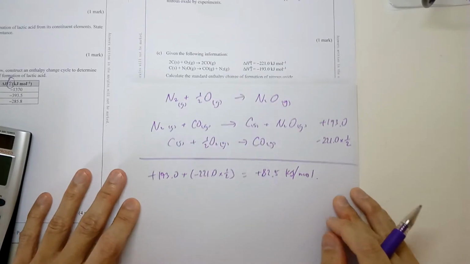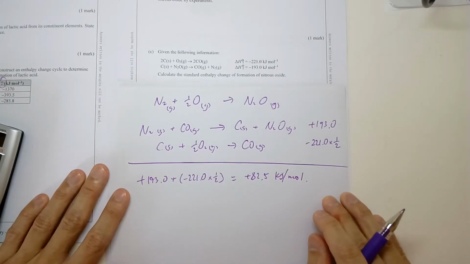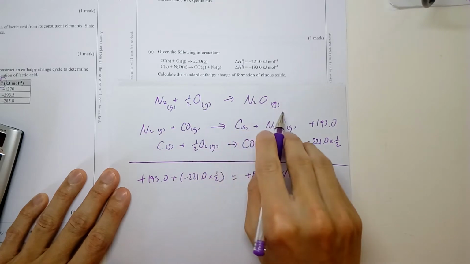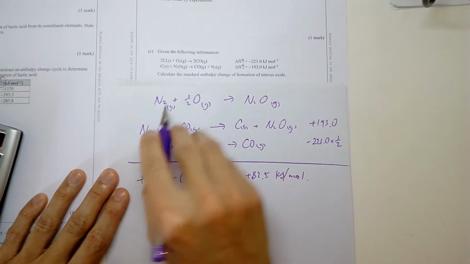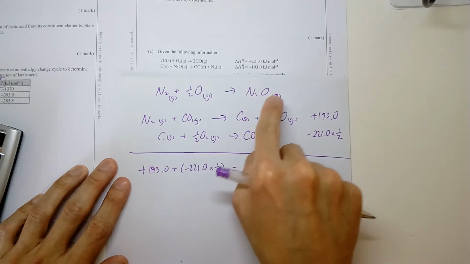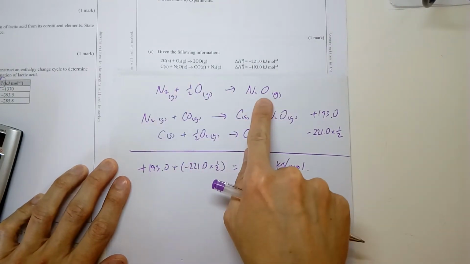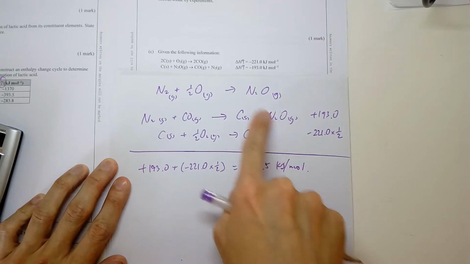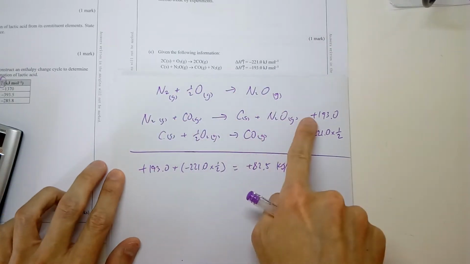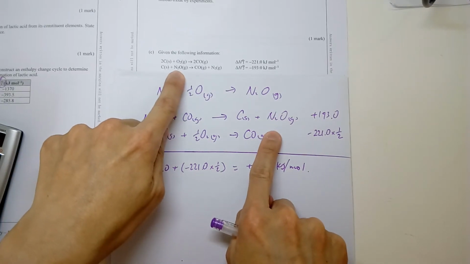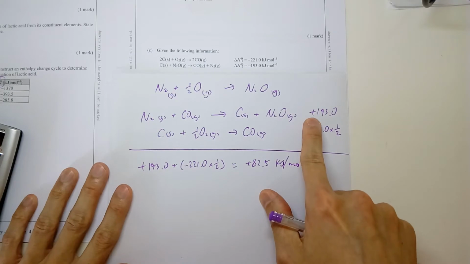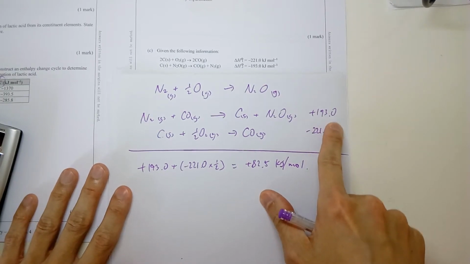For part C, the enthalpy change for formation of nitrous oxide. Here is our target equation, from the given two. Only the second equation has N2O, so we have no choice. Just copy equation 2, but in reverse, to turn N2O from reactant to product. That's why we need a positive 193 here.